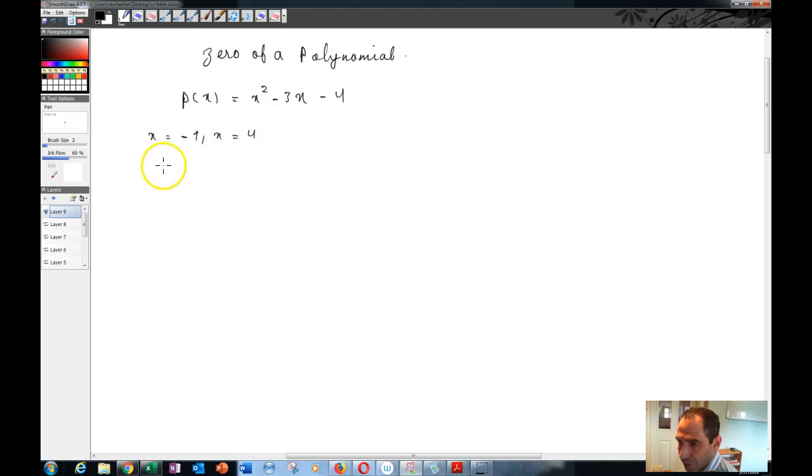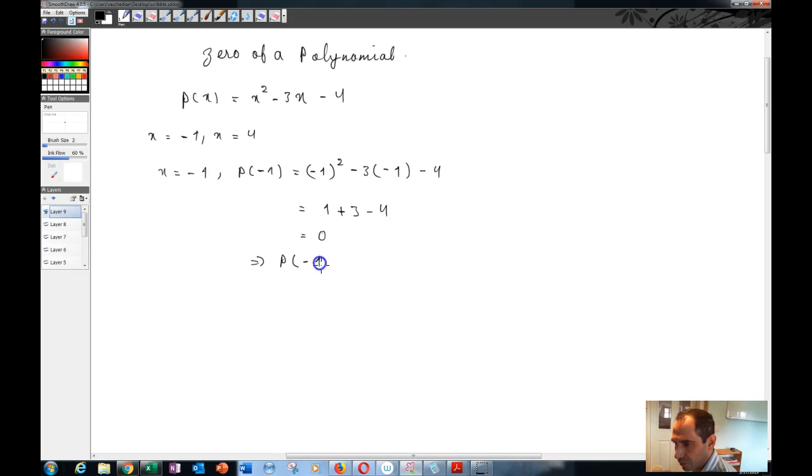When x is equal to -1, then p of -1 is equal to -1 whole squared, putting -1 into this formula, minus 3 times -1 minus 4, which is equal to 1 plus 3 minus 4, and that's equal to 0. So what that means is that p of -1 is equal to 0. The output of this polynomial at x is equal to -1 is 0.